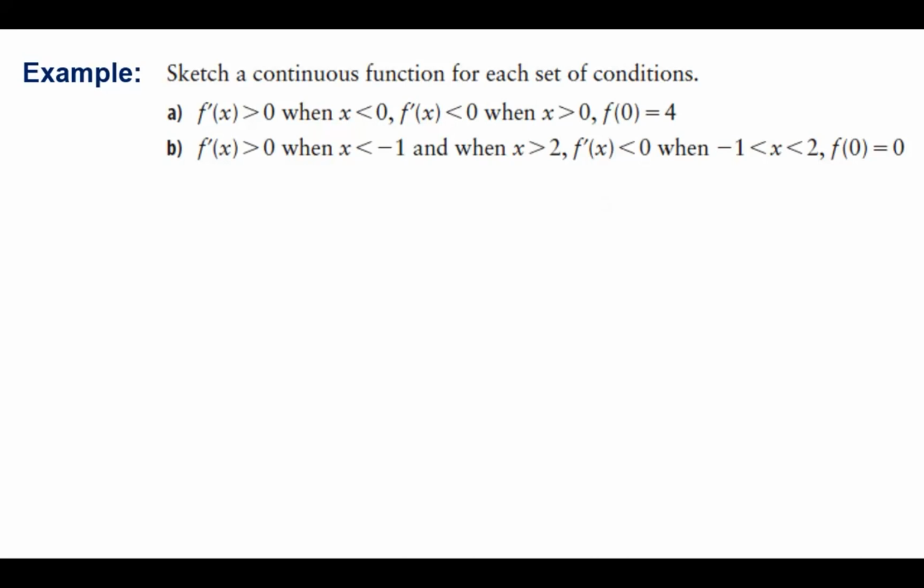the first derivative of f(x) is greater than 0 when x is less than -1. And when x is greater than 2, the derivative of f(x) is greater than 0, and the derivative of f(x) is less than 0 when x is between -1 and 2 exclusive. And f(0) is 0. Okay, so in each of the cases, can you sketch a continuous function given this condition?